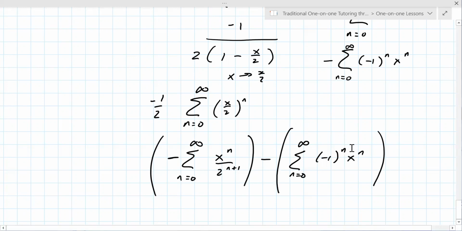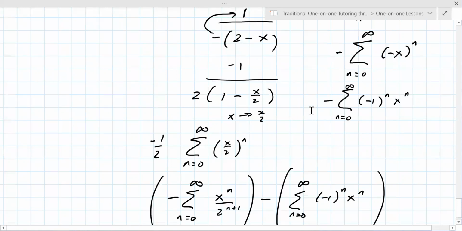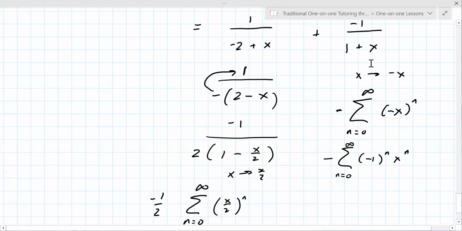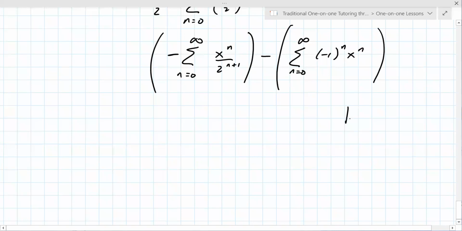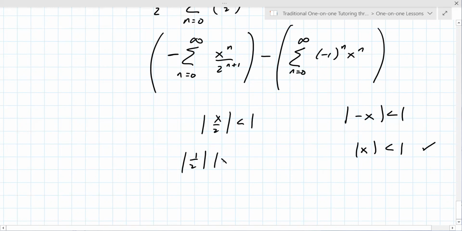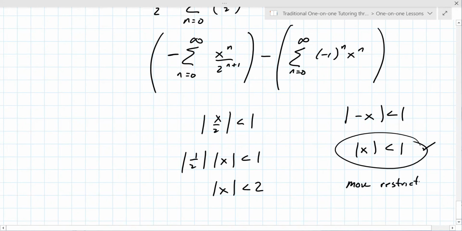Now, the interval of convergence, the radius of convergence, you get from looking at each one and deciding which one is more restrictive. The one on the right went to negative x, so you do absolute value of negative x less than 1, which is absolute value of x less than 1. That's fine. But the one on the left was absolute value of x over 2 less than 1, that's 1/2 absolute value of x less than 1, so absolute value of x is less than 2. So this one is more restrictive, so you would use that. Okay.